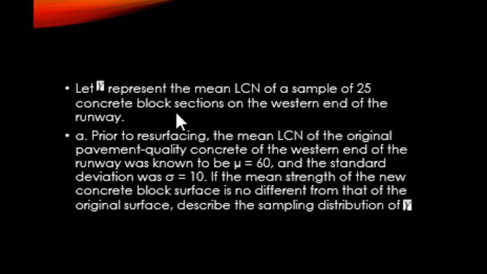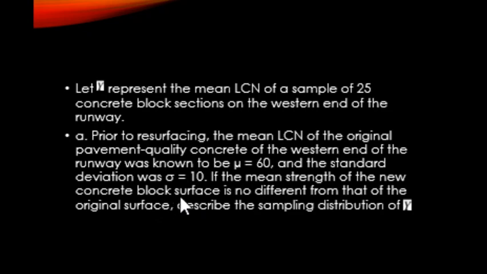Now, let Y bar represent the mean LCN of a sample of 25 concrete block sections on the western end of the runway. So we have picked a sample of size 25, and the mean of this sample is Y bar. Prior to resurfacing, the mean LCN of the original pavement quality of the western end of the runway was known to be mu is 60 and sigma is 10. So this is for the population, mean and standard deviation for the population.